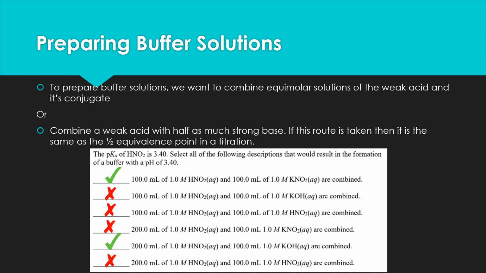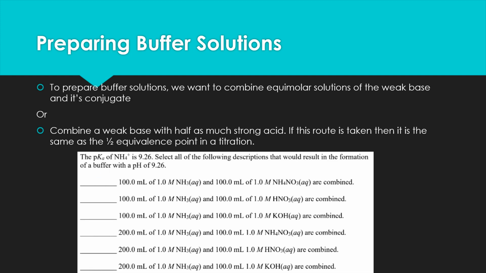All right, so those are some ways we can look at these, analyzing them. We either want that weak acid and equal amount of the conjugate base, or we want a weak acid and half the amount of a strong base. So we can also take a look at how to prepare a buffer solution when we're dealing with bases. So again, we want to combine equal molar solutions of weak base and its conjugate acid, or we can combine that weak base with half as much strong acid, and then with that route, we're at that half equivalence point.